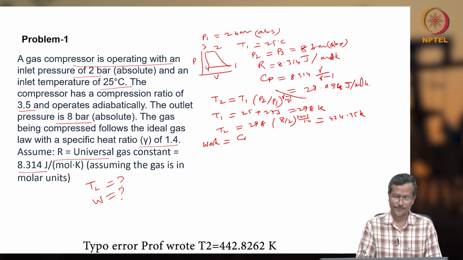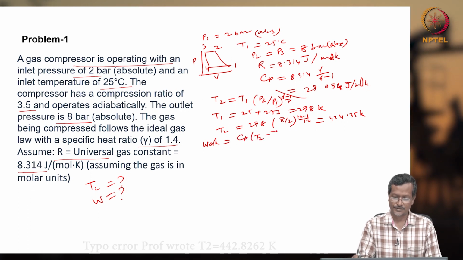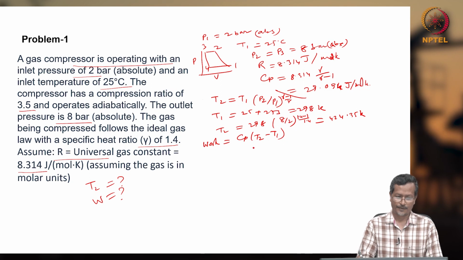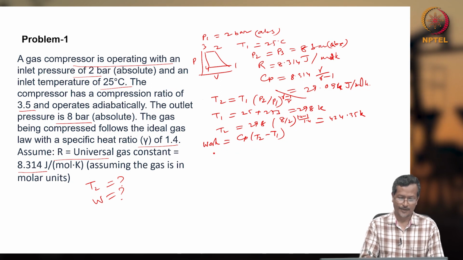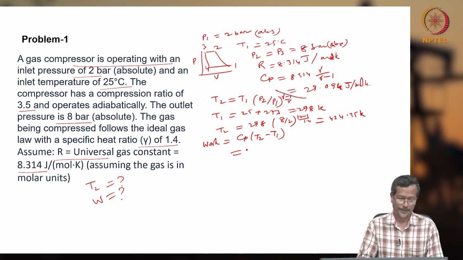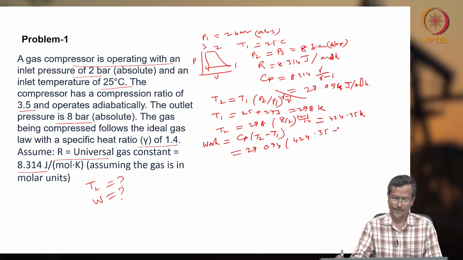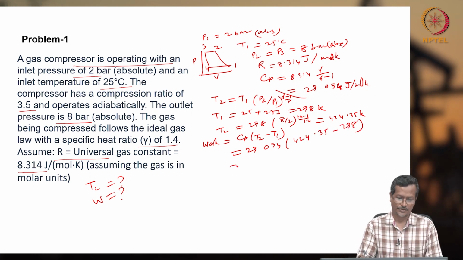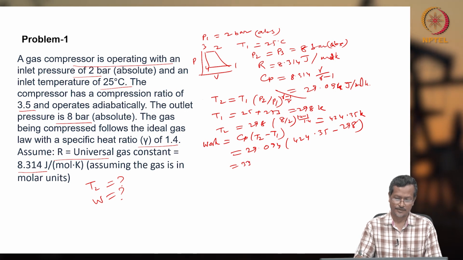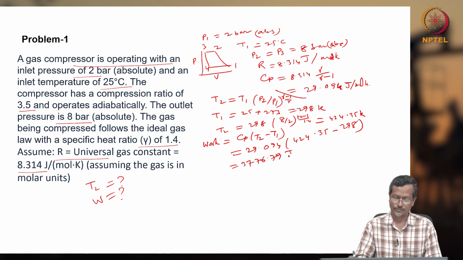So work equals Cp (T2 minus T1), for an ideal gas. Cp value we know already, 29.094 times (424.35 minus 298), so it is giving 3677.79 joule per mole.